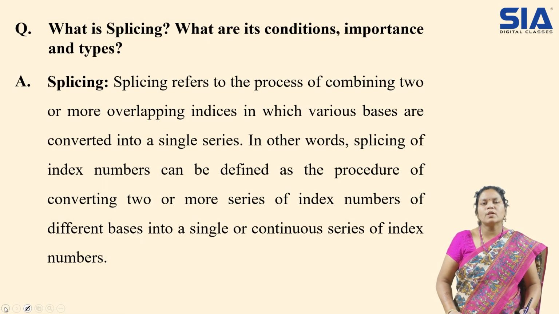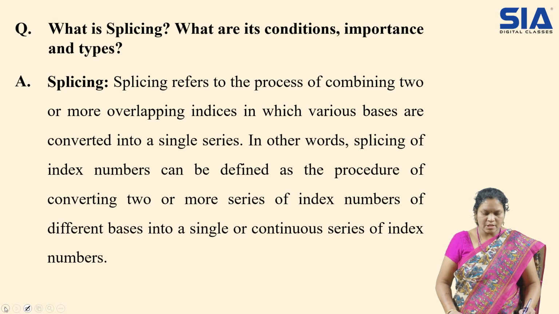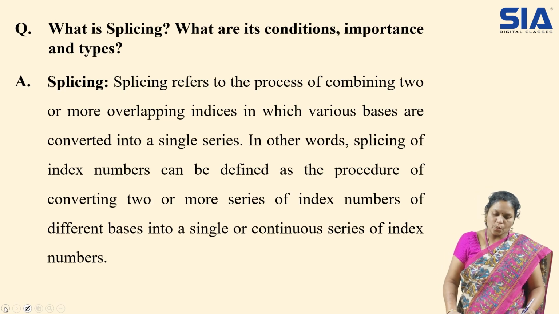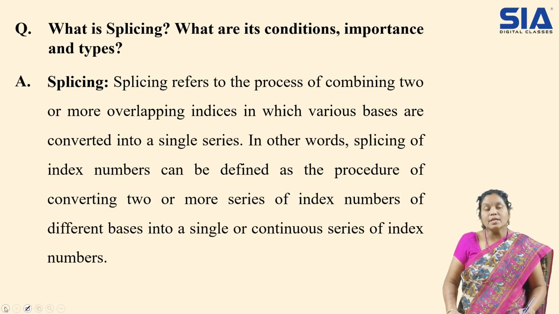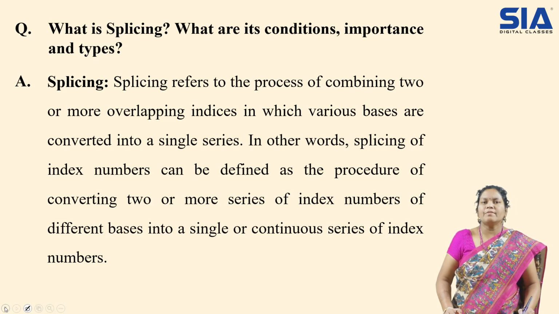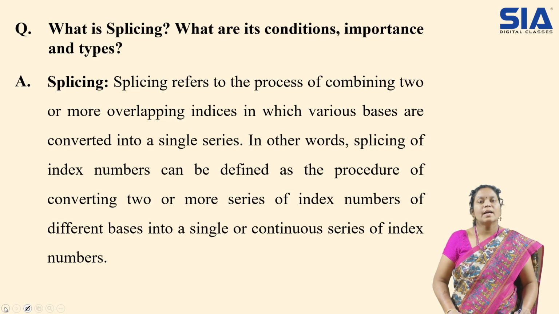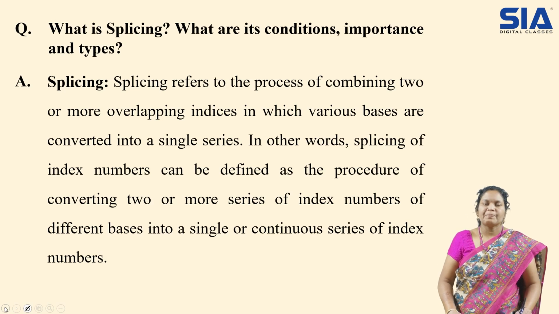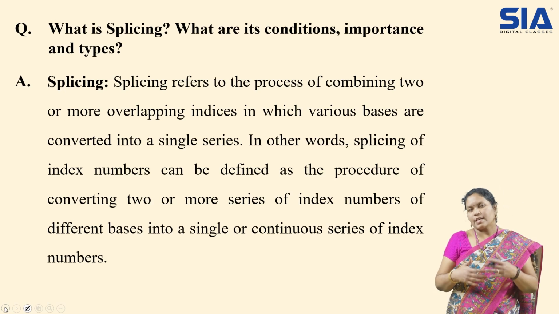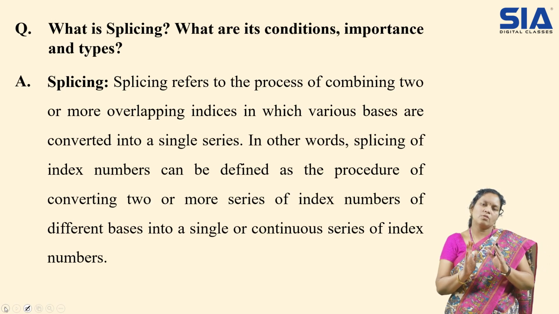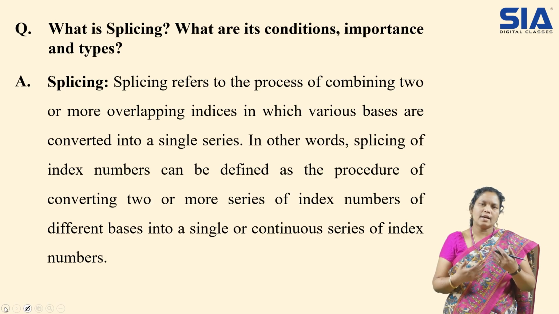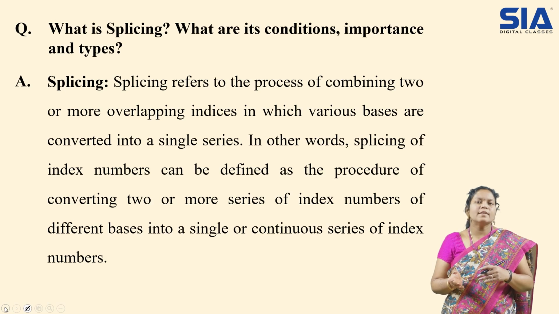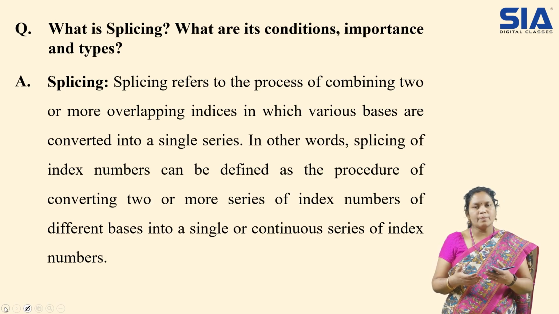So, first let us know what is splicing. So check it out, the definition. Splicing refers to the process of combining two or more overlapping indices in which various bases are converted into a single series. Means we will be having two types of data, but half of the information we have. Like if you consider 10 years of data, all 10 years of data will not be in two series. So suppose the first series has 5 years of data, the other 5 years will be missing. In the second series, the first half will be missing and the second half will be there.